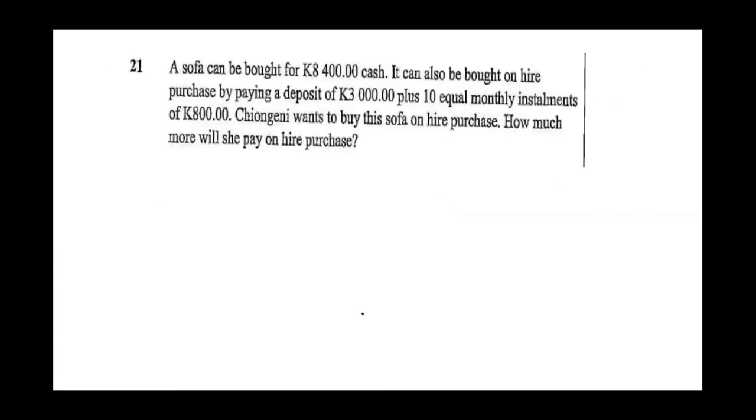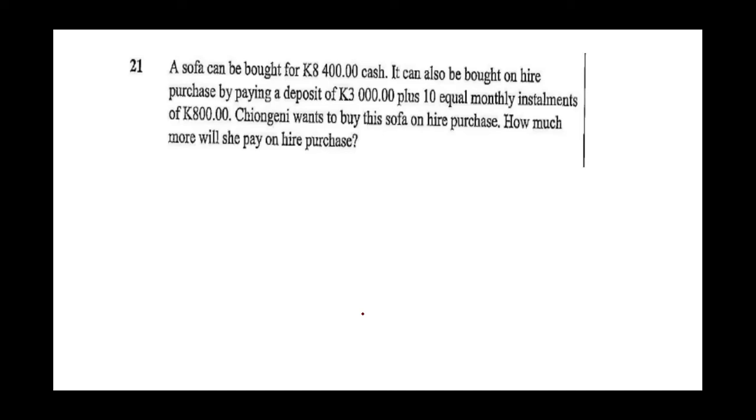Okay, a sofa can be bought for 8,400 cash. It can also be bought on hire purchase by paying a deposit of 3,000 plus 10 equal monthly installments of 800. Chingeni wants to buy this sofa on hire purchase. How much more will she pay on hire purchase?